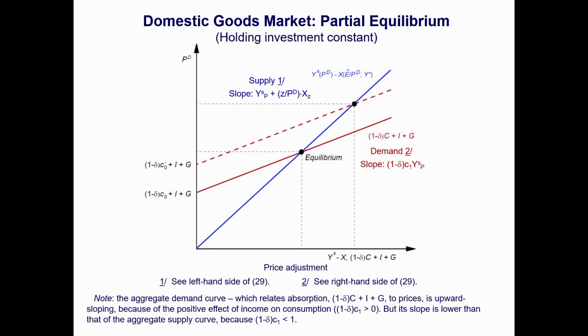The new equilibrium is going to be higher. Domestic sales are going to go up, but prices are going to increase. And when prices increase, we know that the real wage falls, aggregate production is going to increase, and exports are going to fall because the real exchange rate appreciates, and domestic goods become more expensive on world markets.